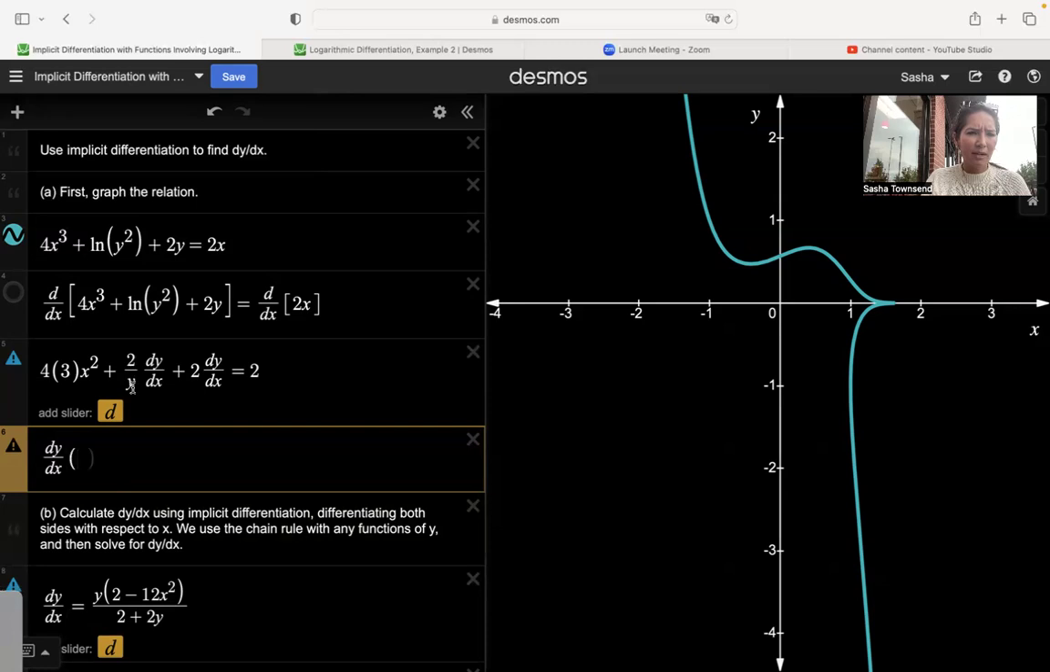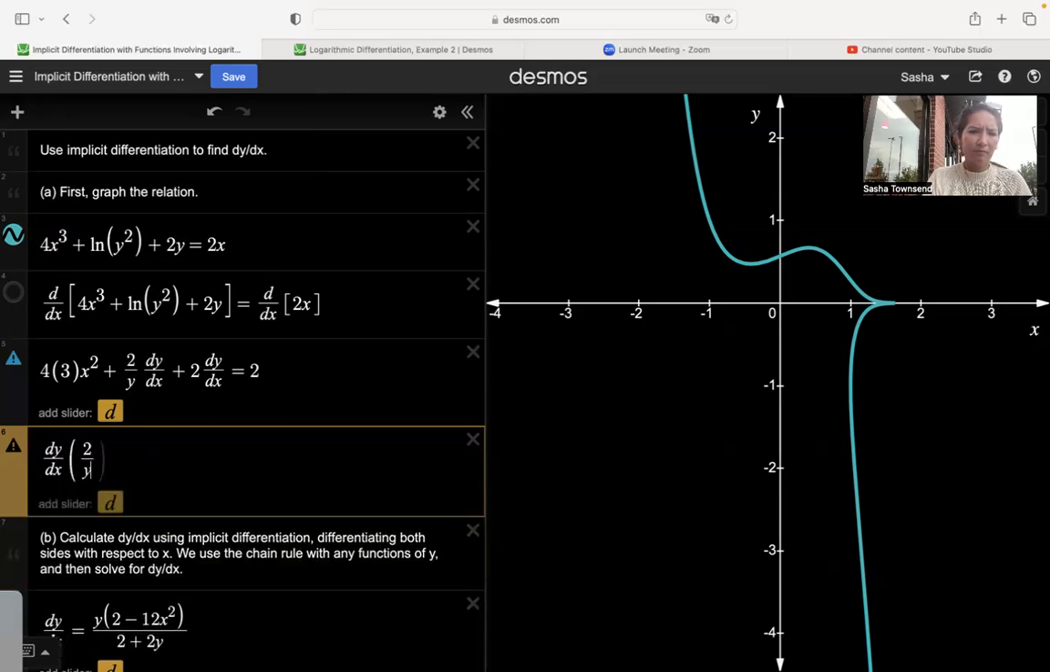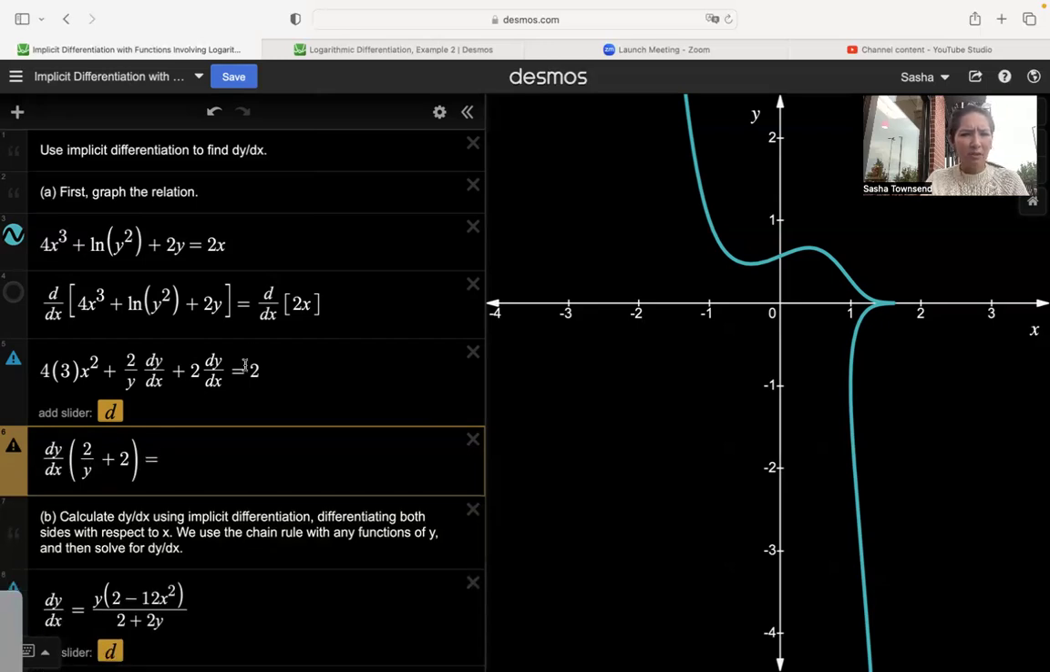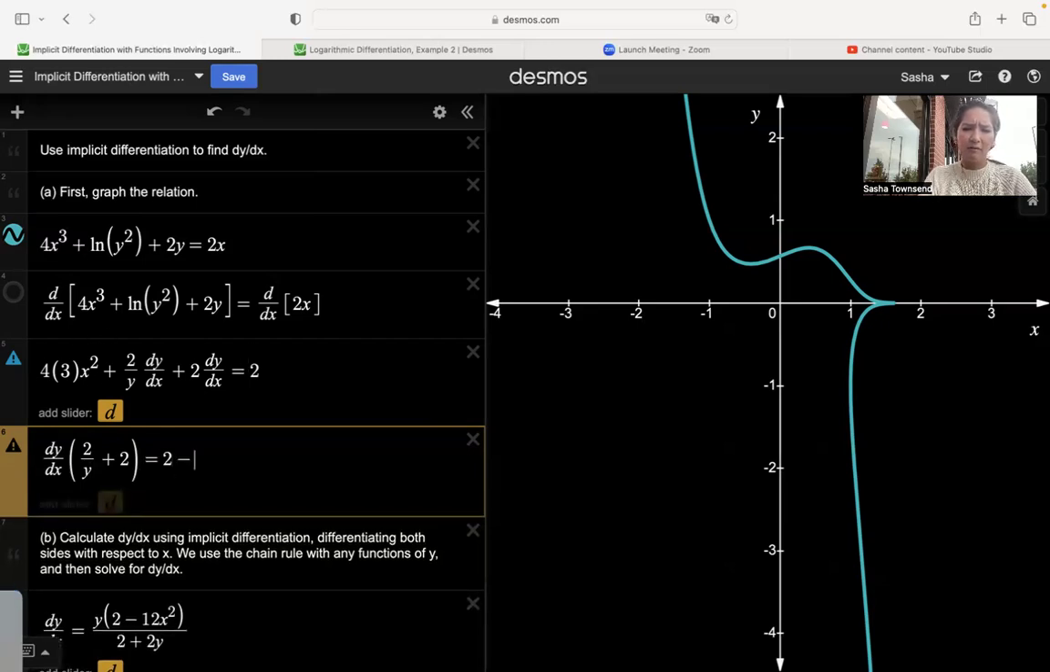quantity 2 divided by y plus 2 equals this 2 minus that 12x squared.